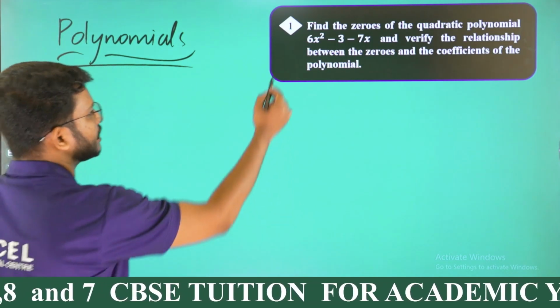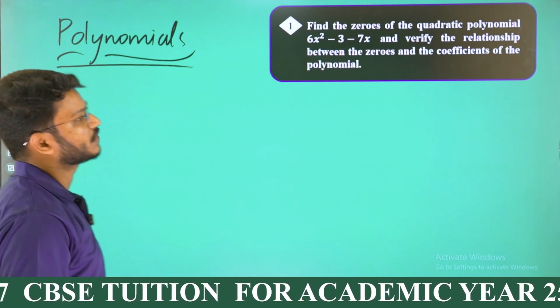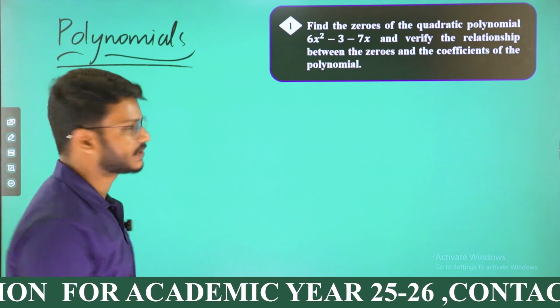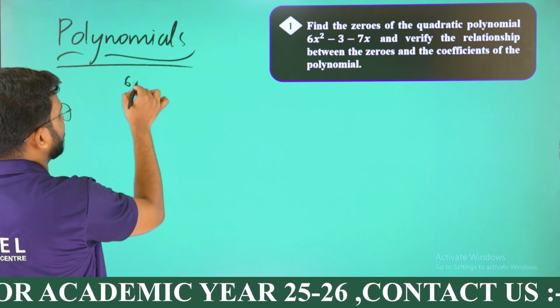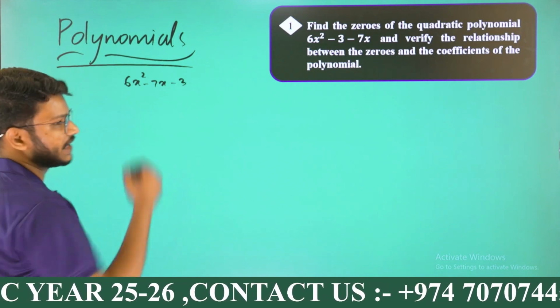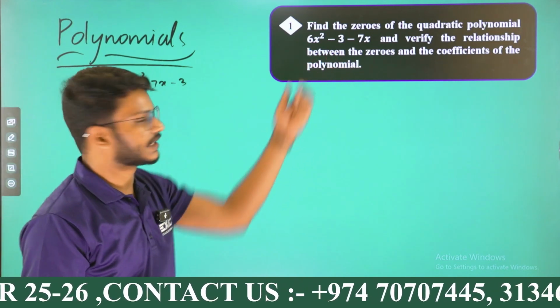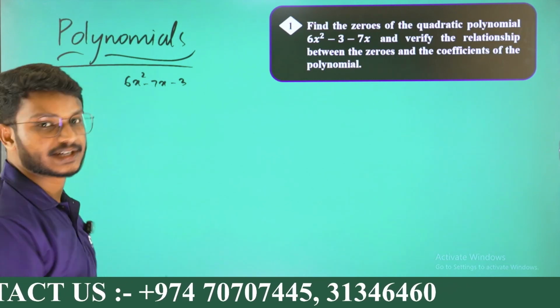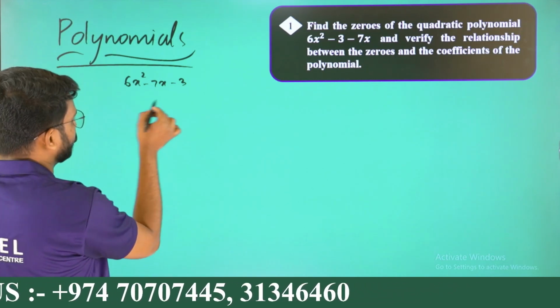So here 6x square minus 3 minus 7x, which is our polynomial, we have to factorize that and we have to find the zeros first. So let's start. 6x square minus 7x minus 3. First of all, I rearrange the third and second term to the standard form. Then we have to split the middle term.